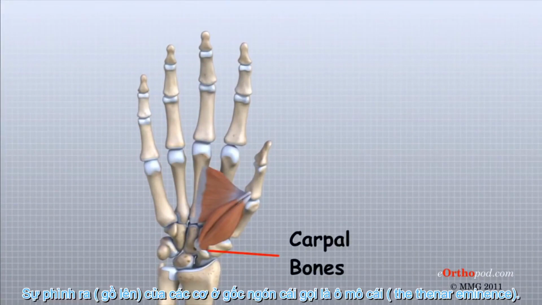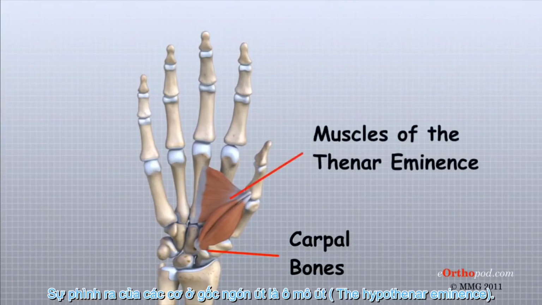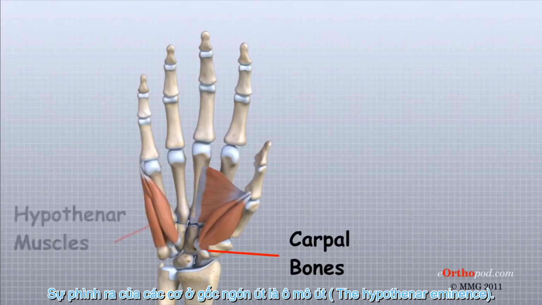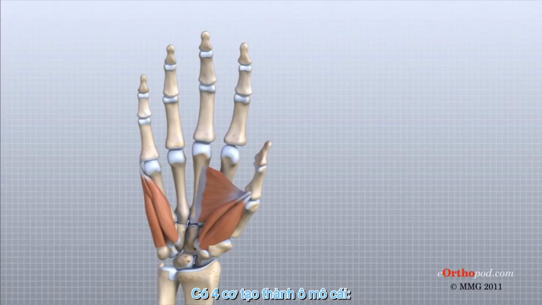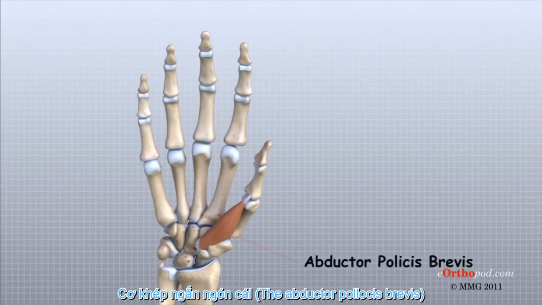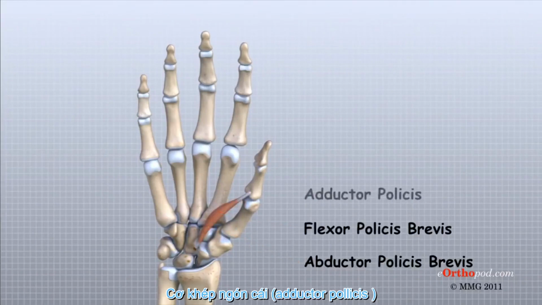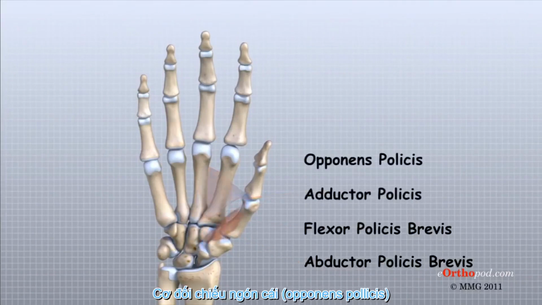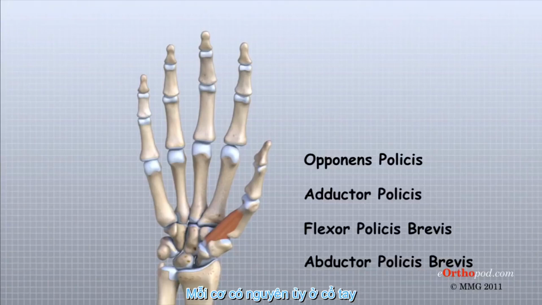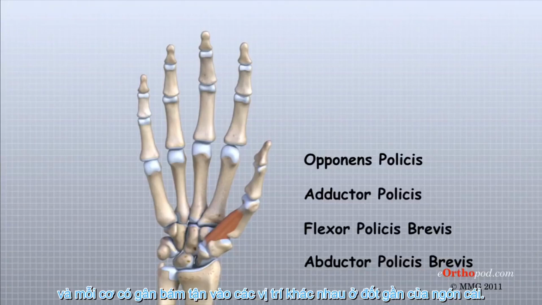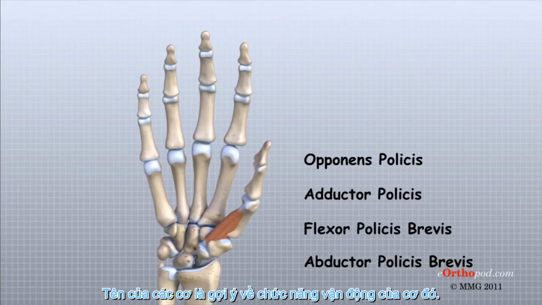The bulge of muscle at the base of the thumb in the palm is called the thenar eminence. The bulge of muscle at the base of the little finger is called the hypothenar eminence. 4 muscles make up the thenar eminence: the abductor pollicis brevis, flexor pollicis brevis, adductor pollicis, and opponens pollicis. Pollicis is the Latin term for thumb. Each of these muscles begins at the wrist, and each has a tendon that attaches to a different location on the base of the proximal phalanx of the thumb. Their names give a suggestion of what they do when they contract.